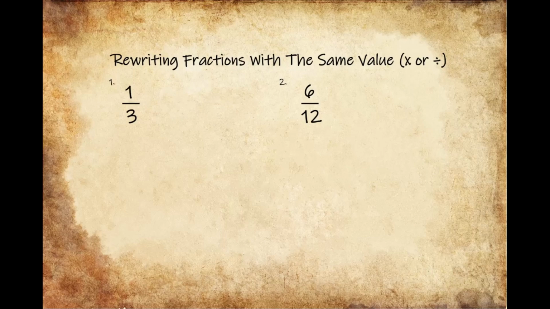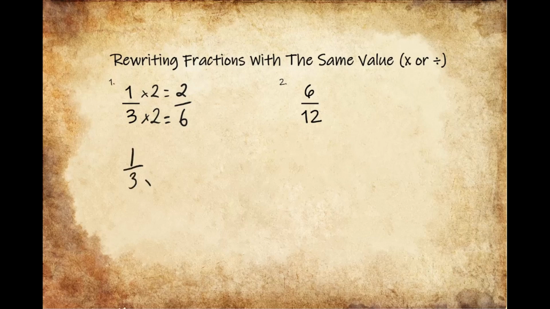And if I'm looking to rewrite this as an equivalent fraction, I could just go ahead and multiply both of these numbers by 2. So let's just do that real quickly here. So 3 times 2 gives us 6, and 1 times 2 gives us 2. So 2/6. And we know that 2/6 is equivalent to 1/3 because we've multiplied both the denominator and the numerator by the same value.